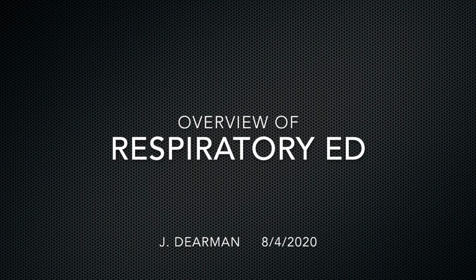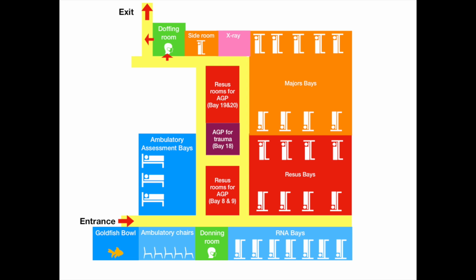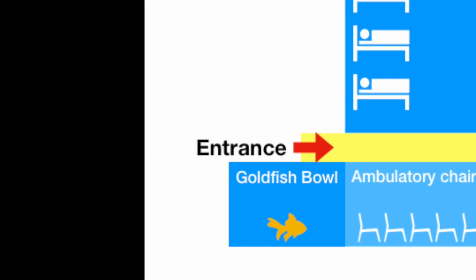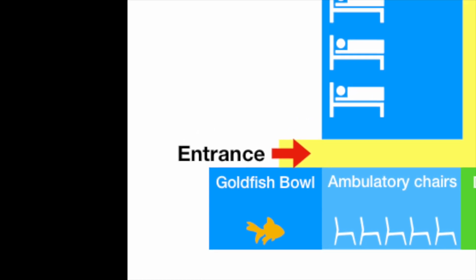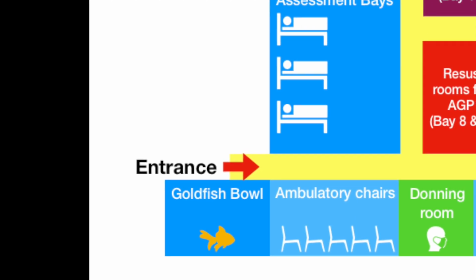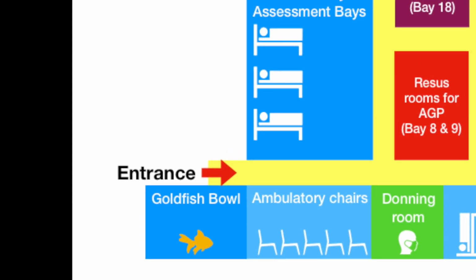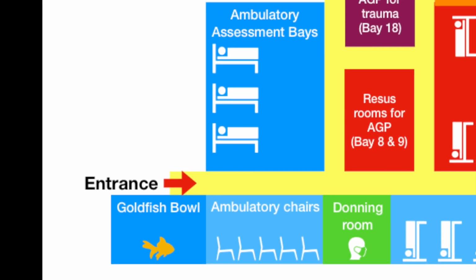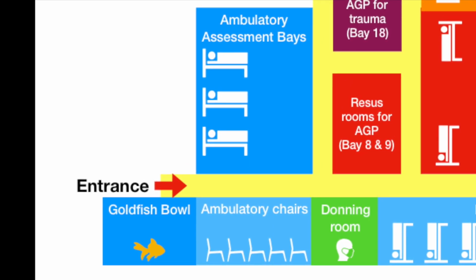Hi, and welcome to this clip where I hope to give you an overview of how we've designated different areas within the respiratory ED. So the entrance is now by the goldfish bowl and patients can register themselves as they enter. If they're ambulatory, then there's ambulatory chairs just past this to the right, with 3 assessment bays, A, B and C, just beyond that. This essentially hasn't changed from the old EAU model.